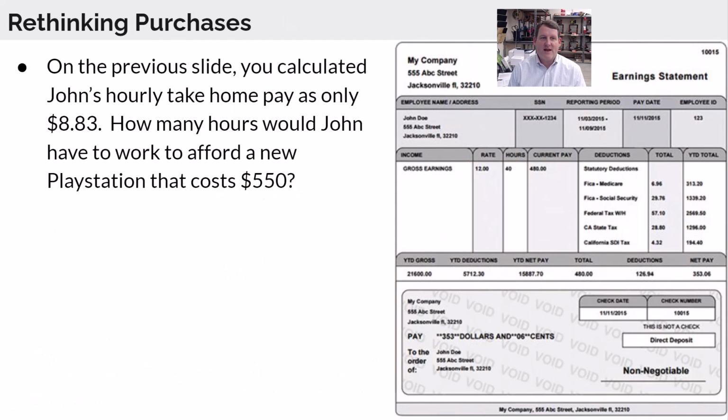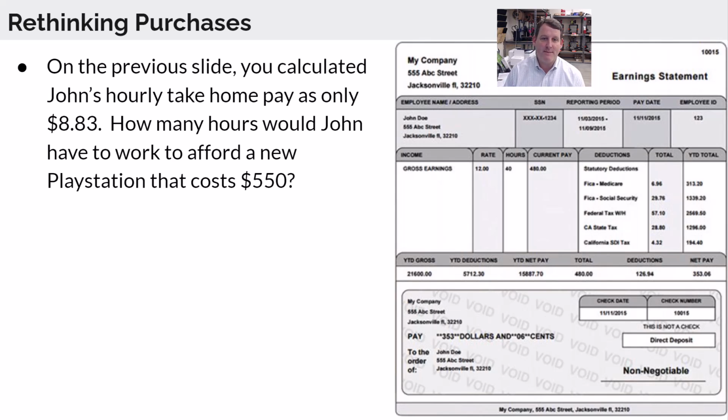Okay, so on the previous slide, we found that John's pay is $8.83 an hour. That's his take-home pay. Now we can start thinking of our purchases not in terms of how much they cost us in money, but how much they cost us in time. And that can be a real motivator.